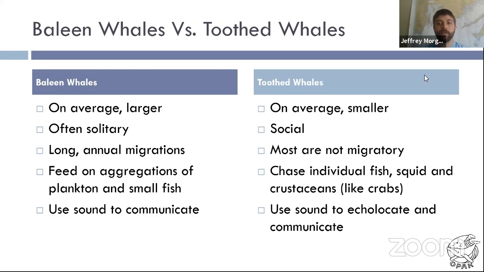And our toothed whales are usually a lot smaller. They're more social with each other. Most are not migratory, so they're not going from place to place. They are chasing individual fish or squid or crustaceans like a crab down on the ocean floor instead of big aggregations of plankton or krill. And they use sound not just to communicate, but to echolocate, so to navigate and to find their food when they're in the deep, dark depths of our ocean.